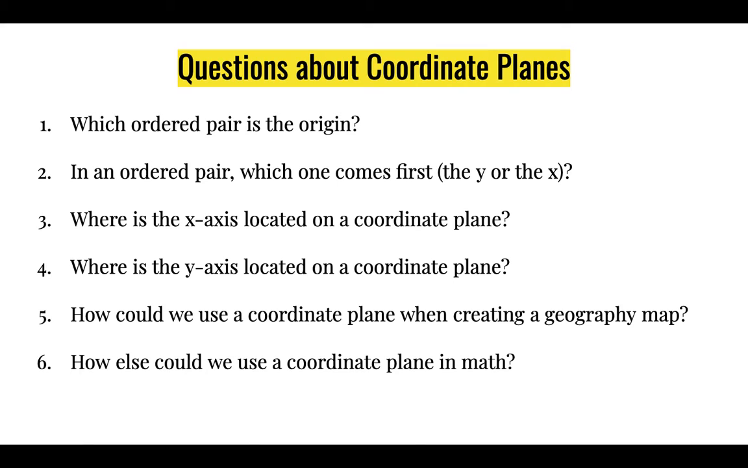Number 2, in an ordered pair, which one comes first? The Y or the X? Think about the alphabet. Number 3, where is the x-axis located on a coordinate plane? Where do you go first when you first start looking for your ordered pairs? Number 4, where is the y-axis located on a coordinate plane? Number 5, how could we use a coordinate plane when creating a geography map? That one's a little tricky. I want to see who can get that one. Number 6, how else could we use a coordinate plane in math?